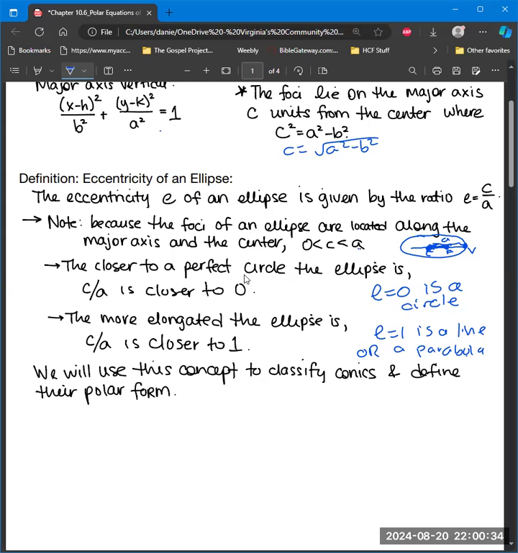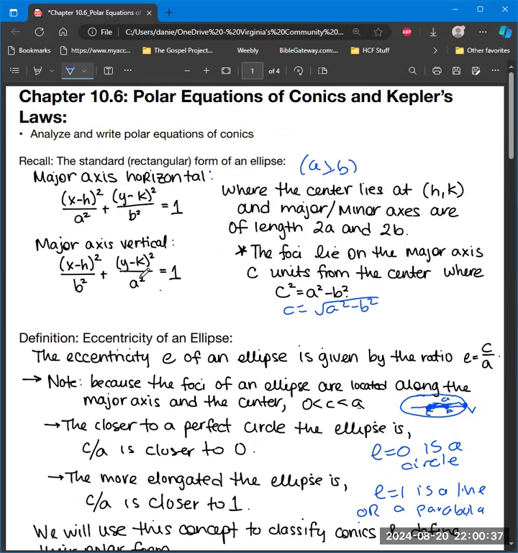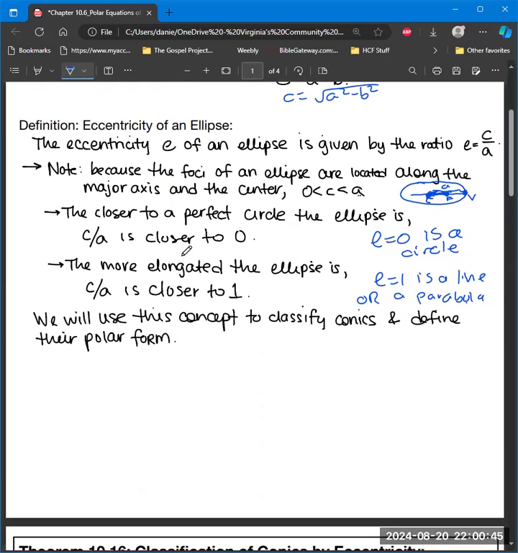The major axis and the minor axis will have the same length then, because a squared and b squared will be the same thing. They'll become r squared, and if I multiply it to the other side of the equation, I have the equation of a circle. The more elongated the ellipse, the closer the ratio c over a is to 1. That is, if the focus moves this way and gets closer and closer to that vertex, the ellipse gets closer and closer to being a line, where I'm pulling this part down and this part up, and it's getting closer and closer to just being that major axis.